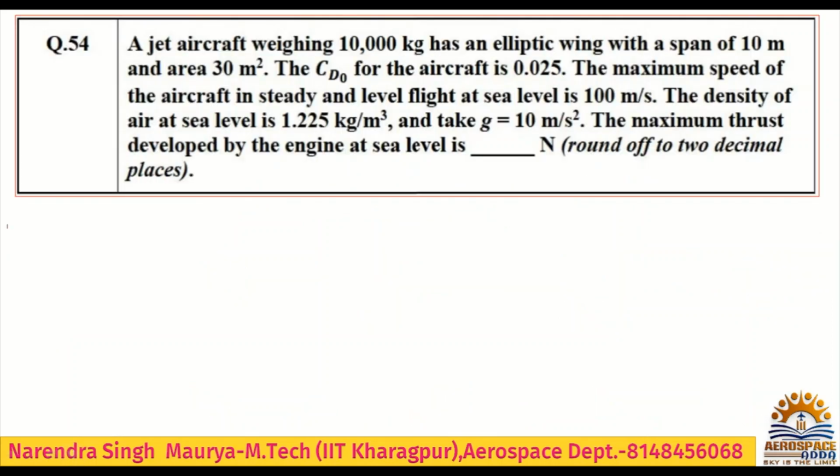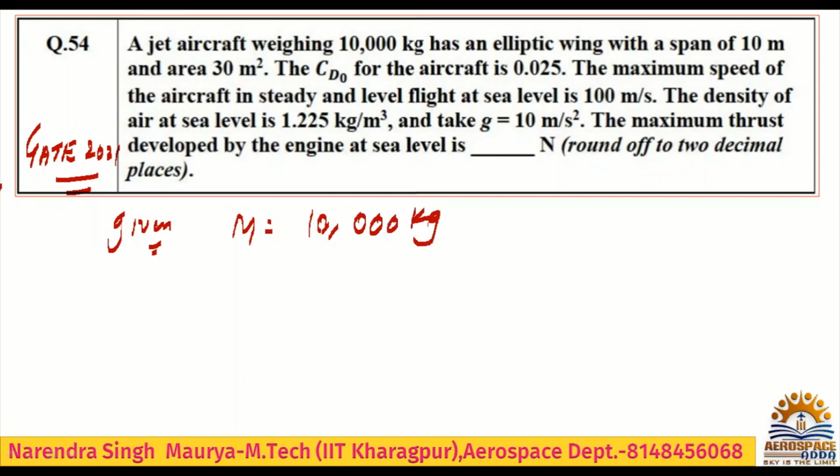Check, this is also GATE 2021. Okay, problem number 54. We'll read this problem. A jet aircraft weight is given as 10,000 kg. So that value I will write first. Mass, unit kg is given, so mass is 10,000 kg.